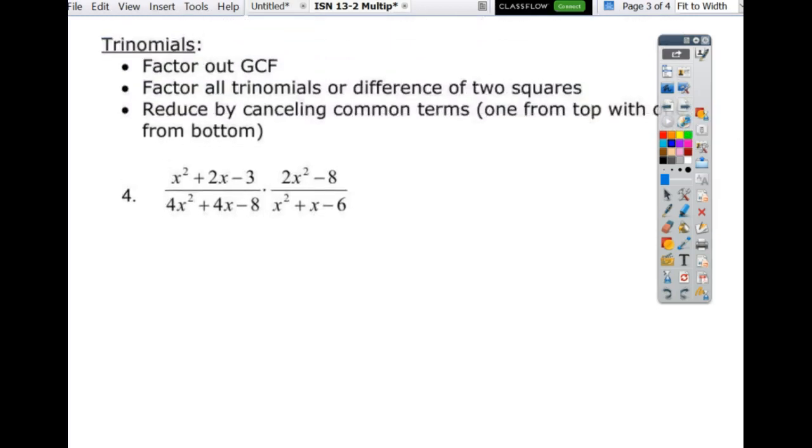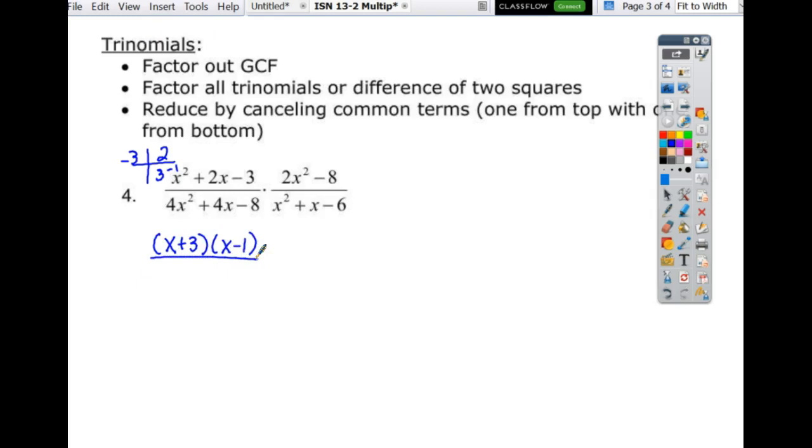No. Okay. So then we have a trinomial. Is that going to be any harder? It's not. We're just going to do the a times c and b, right? So if I do a times c and b with this one, I have -3 and +2. What is it? I'm sorry. 3 and -1. So on top, this is going to factor to x plus 3 and x minus 1.